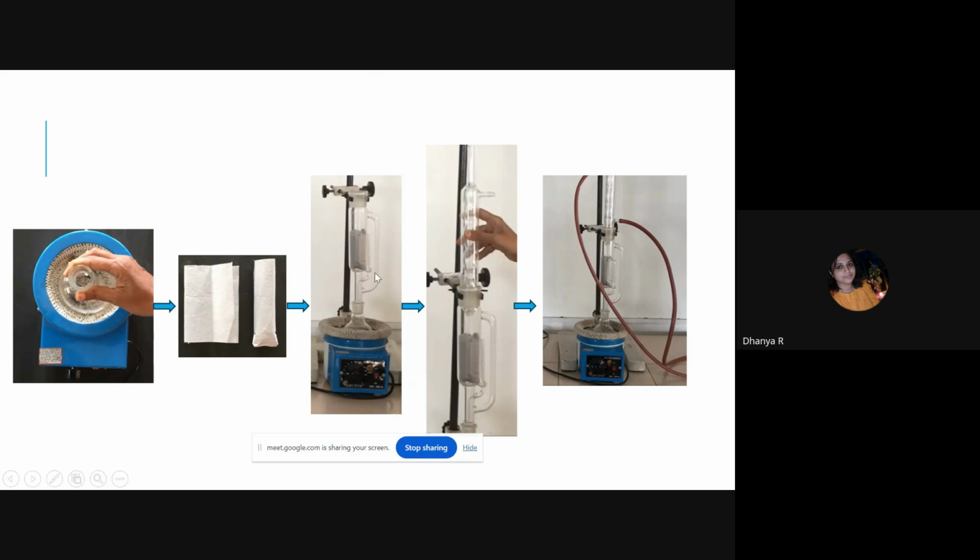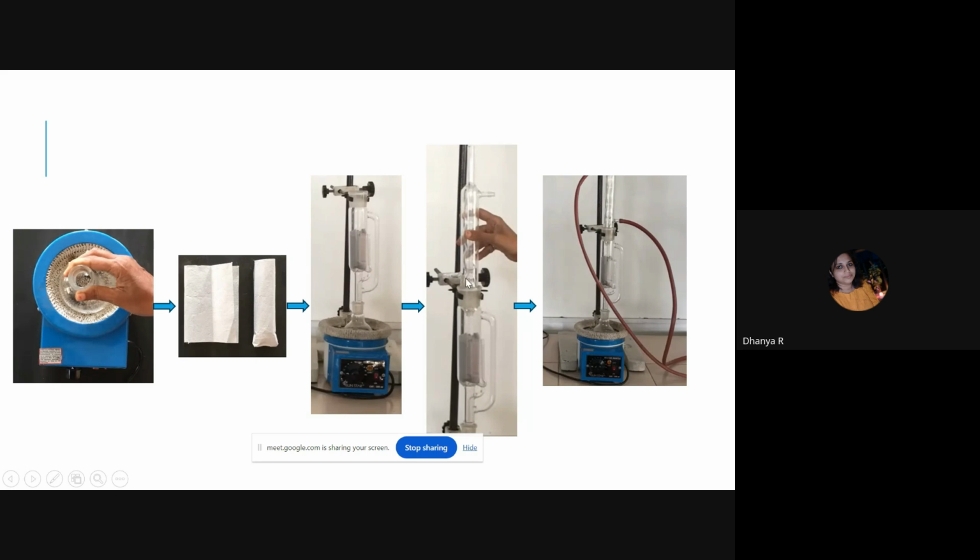While keeping this thimble, it should be kept below the level of this vapor tube. The solvent is filled in this round bottom flask. It is going to evaporate by the heat of this heating mantle. The vapor is going to rise through this vapor tube and then go here and then condense and fall back into this extractor. So the thimble should be below the level of the vapor tube. Now keep a condenser above this extractor and connect the water pipes.